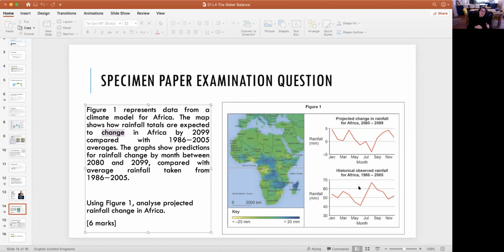Not all areas in Africa are going to have a uniform response, and weaker answers will just talk about Africa. They won't pick out and be selective about places on the equator, places above or below the equator, certain country names, you know. So it's about using what you can see and really demonstrating to the examiner that you can analyse the projected rainfall change, because that is what the question says. Using figure 1, analyse projected rainfall change in Africa. So have a go at that. The mark scheme is after it, but don't use the mark scheme until after you've had a go.